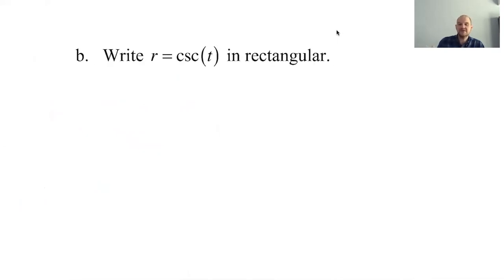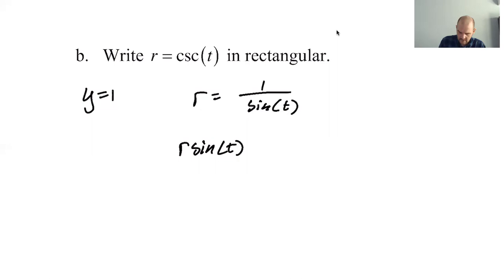Here, if I were doing this, I would think cosecant goes with sine, sine goes with y, this is y equals 1. Let's do the work. So I mean, we're going to get y equals 1. So r is equal to 1 over sine. And that means that r sine equals 1.